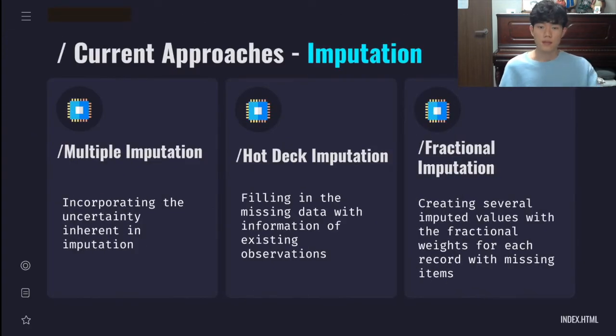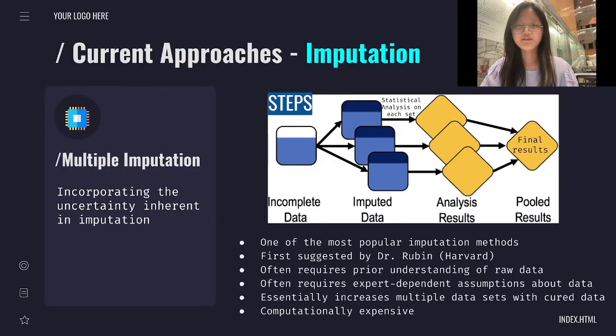So there are more techniques other than naive remedy, and they are called imputations. Imputations could be divided into 3 big categories, which are multiple imputation, hot deck imputation, and fractional imputation. And Leslie will talk about this in more detail. Let's first talk about multiple imputation.